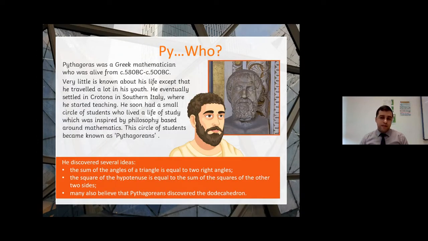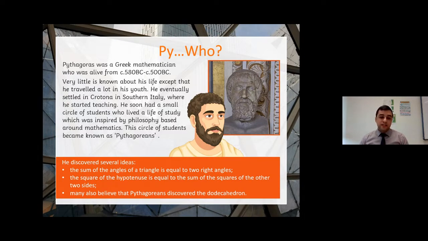Now, we are talking about the Pythagoras theorem. Let's see who Pythagoras was. Pythagoras was a Greek mathematician who was alive from 580 to 500 BC. Very little is known about his life, except that he traveled a lot in his youth. He eventually settled in Crotona in southern Italy, where he started teaching. He soon had a small circle of students who lived a life of study, inspired by philosophy based around mathematics. The circle of students became known as Pythagoreans.